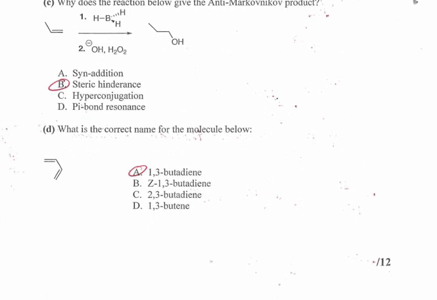Correct name, classic deal. Don't look at the answers. Try to get the answer yourself. So it's 1,3-butadiene. It's not 2,3-butene. It's a diene. Z you don't need, because there's H's here, and so these alkenes aren't E or Z. But classic, don't look at the answers, just try to get your own first.